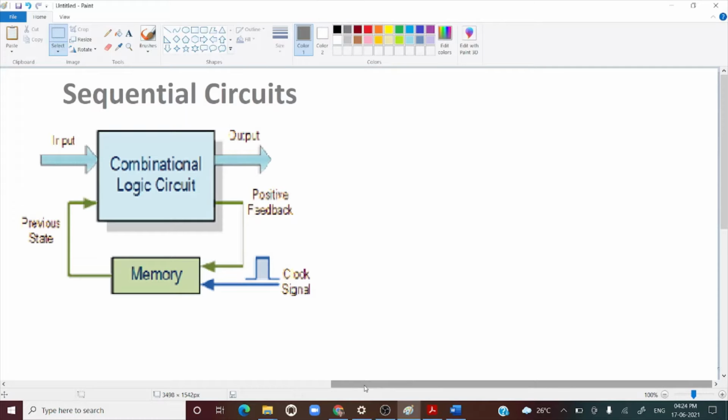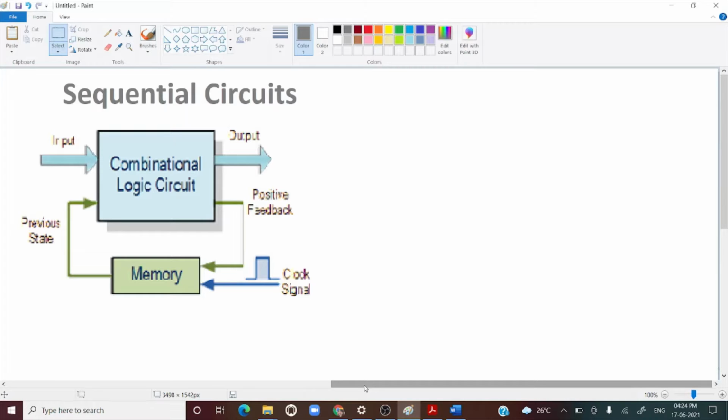In today's lecture, we are going to study sequential circuits, which are a very important part of digital electronics. Up to this, you must have studied the different types of combinational circuits such as adders, subtractors, multiplexers, demultiplexers, encoders, decoders. All these are combinational circuits.